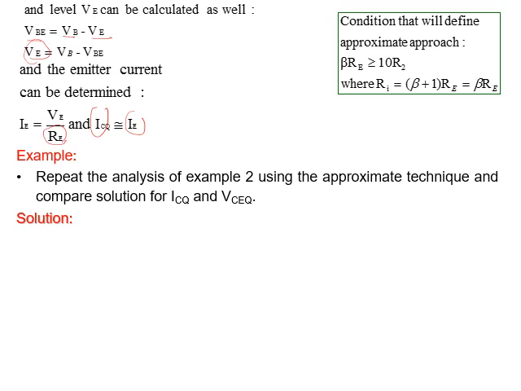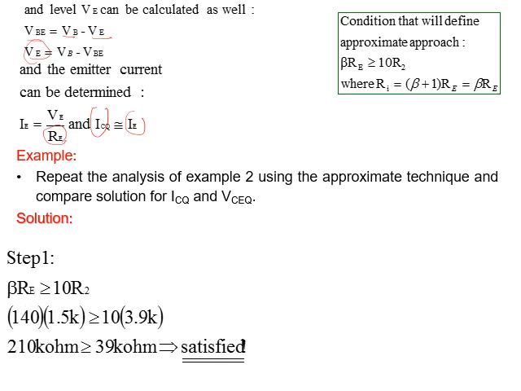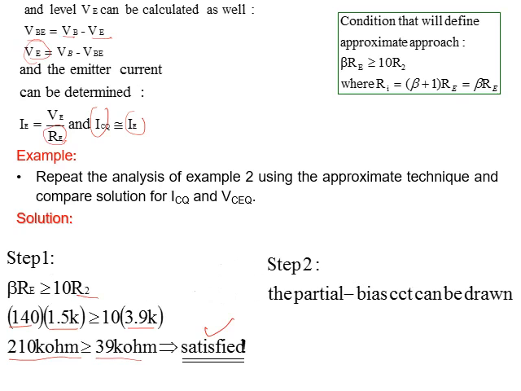So when the resistance RE, if we multiply it by beta, becomes greater than 10 times R2, then we can apply the approximation. Let's repeat the same previous example. Okay, I will come to check. Beta was 140, RE was 1.5, and R2 was 3.9. Multiply them, 210 kilo ohm greater than 39 kilo ohm. Yes, we satisfy the condition. Then we can apply.